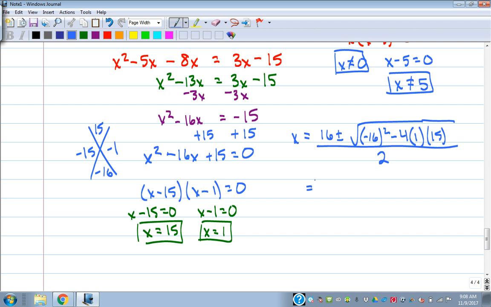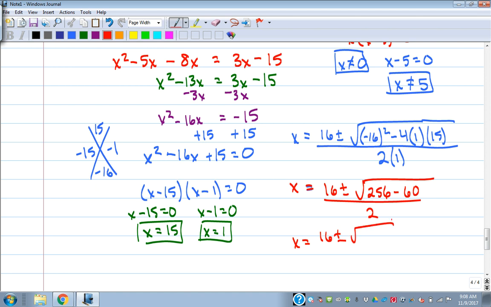X equals negative b plus or minus radical b squared minus 4ac divided by 2a. Work that out. It should give you the same answers. 16 squared, 256. 4 times 15 would be 40 and 20, 60, over 2. So that's 16 plus or minus the square root of 196. Square root of 196 is 14.